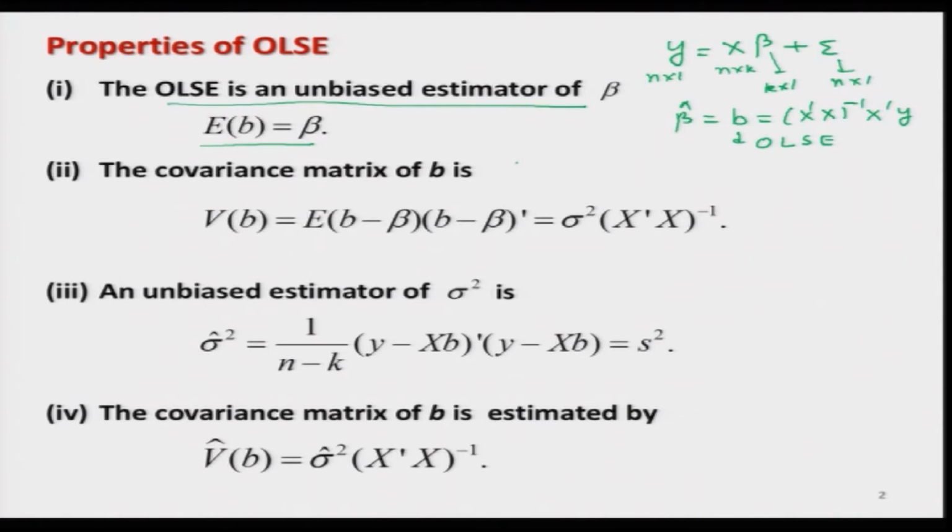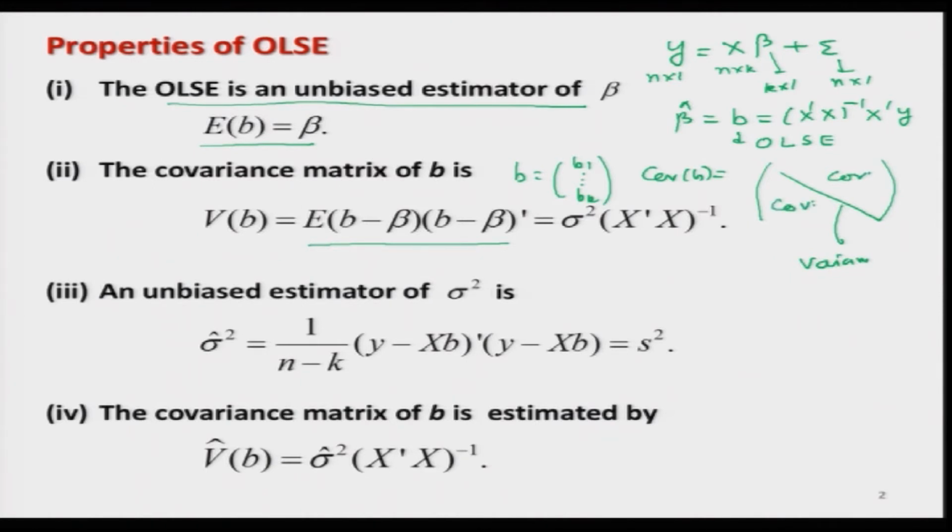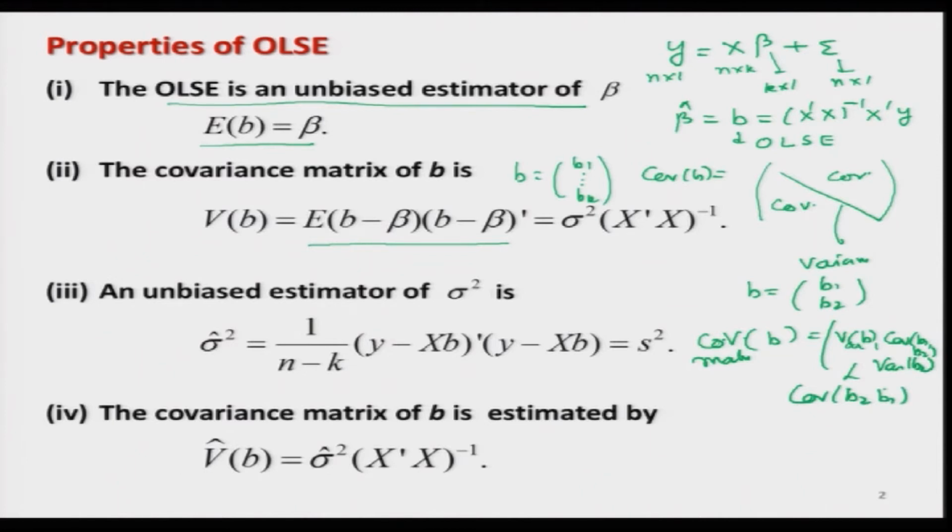Now, in this case you have B equal to B1, B2 up to Bk, there are k parameters. So, for that we try to obtain the covariance matrix, which is defined as the expected value of (B minus beta) into (B minus beta) transpose, and this is going to be a matrix where the diagonal elements indicate the variances and off diagonal elements indicate the covariances. Suppose I have B equal to B1, B2, then the covariance matrix of B will have on the diagonal the variance of B1 and variance of B2, and off diagonal elements will be the covariance between B1 and B2, and also between B2 and B1. So, this is how we obtain the covariance matrix of an estimator.